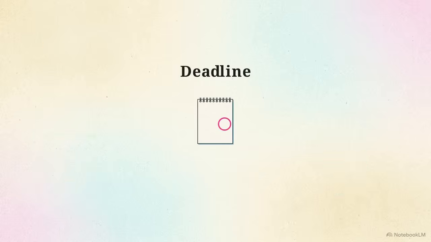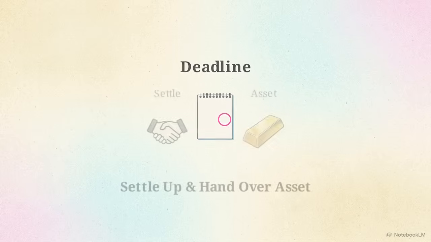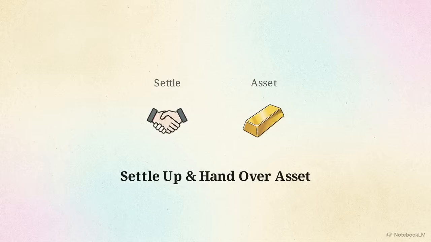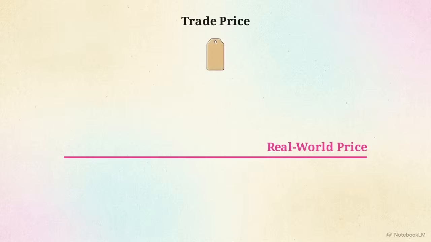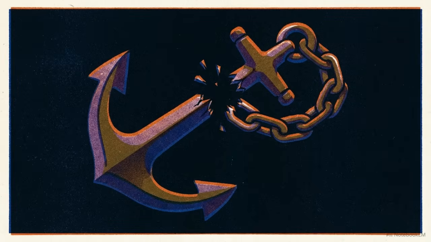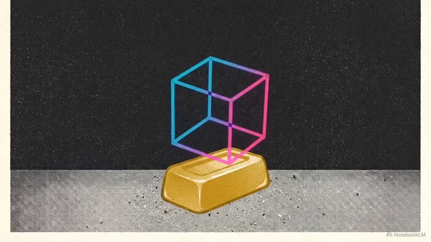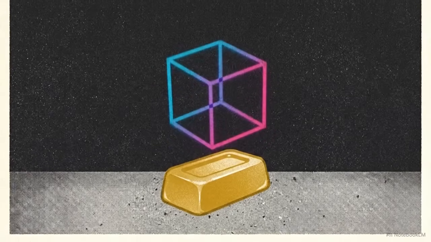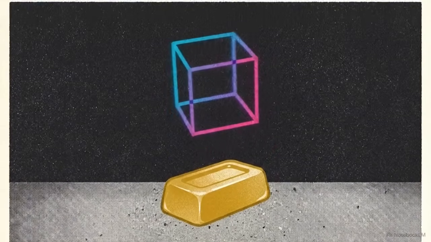In a traditional trade, there is usually a deadline, a date where buyer and seller settle up and hand over the actual asset. That deadline acts like an anchor, forcing the trade price to match the real-world price. But because these digital versions never expire, they have no anchor. Without a deadline, the digital price can just float further and further away from what the real gold is actually worth. Yet, in these markets, that drift rarely lasts long.